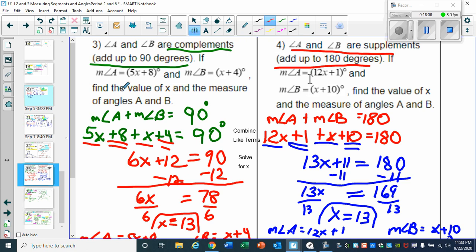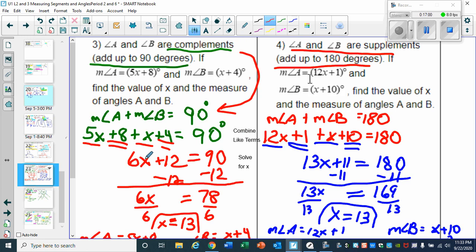Okay, number 23. Angles A and B are complements, so they add up to 90. So you have the measure of angle A plus the measure of angle B is 90. They give that to you right here. Then they say the measure of angle A is 5x plus 8 and angle B is x plus 4.